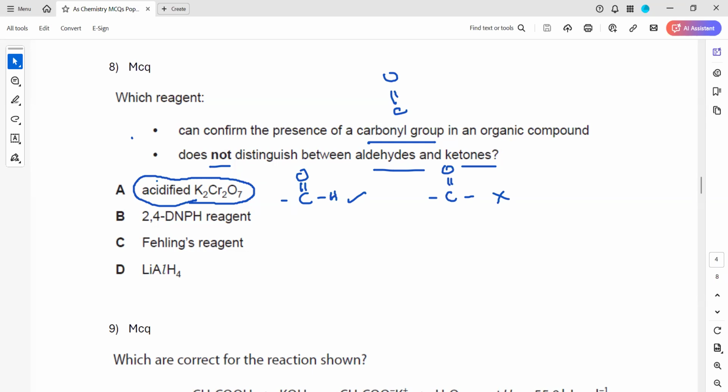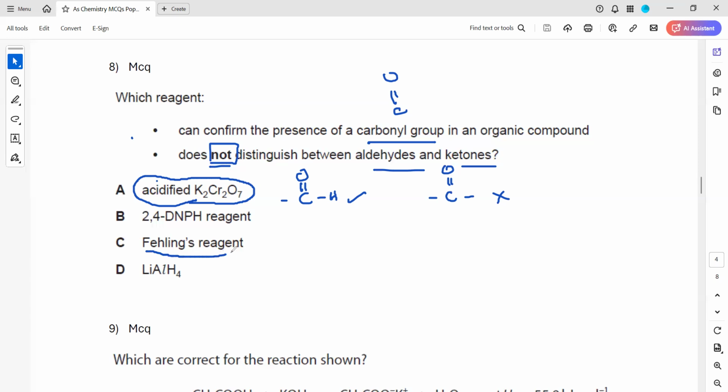The correct answer is 2,4-dinitrophenylhydrazine. I'm just explaining the options because we want which does not distinguish, but this can distinguish. So it cannot be A, because the question is which does not distinguish. Acidified potassium dichromate can distinguish.